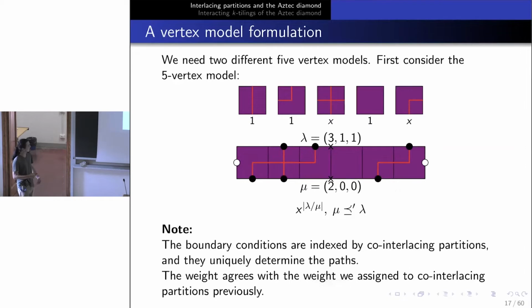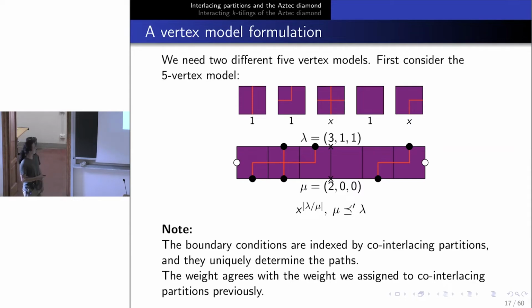Okay, so we need the weights of our vertex model. For a purple row, we're going to have a certain 5 vertex model, where you get an x whenever a path exits to the right of the face. So for example, in this single row, we have 1, 2, 3 faces where a path exits to the right. So the weight of this row is x cubed.